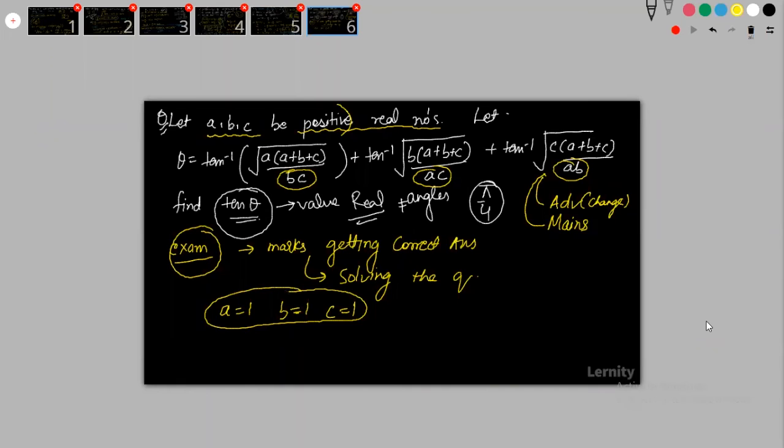If I take A, B, C as 1, 1, 1, then theta will become tan inverse of root 3 plus tan inverse of root 3 plus tan inverse of root 3, right? So this is pi by 3, pi by 3, pi by 3. So the total will become pi. And tan of pi, we know it is 0.